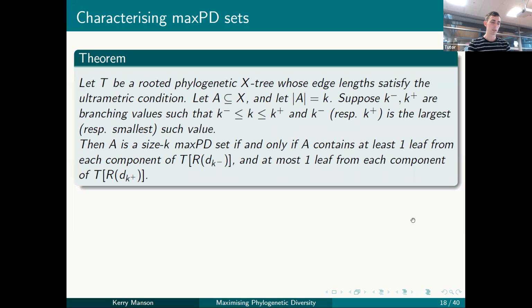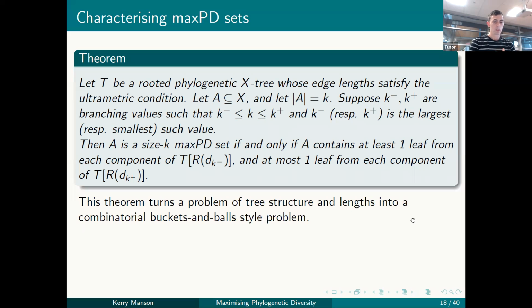And in this case, our set A is a MaxPD set if and only if it contains at least one leaf from each tall component and at most one leaf from each short component, which is the scope. And the nice thing about this theorem is it turns a problem of structure and length and different pathways through a greedy algorithm into more of a combinatorial problem.